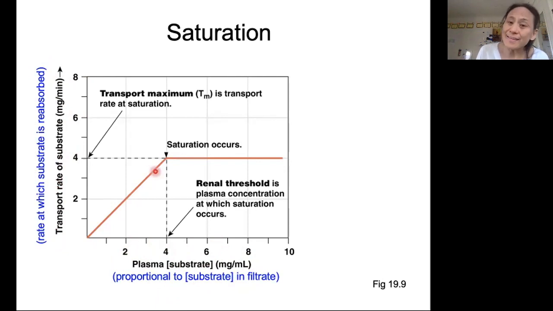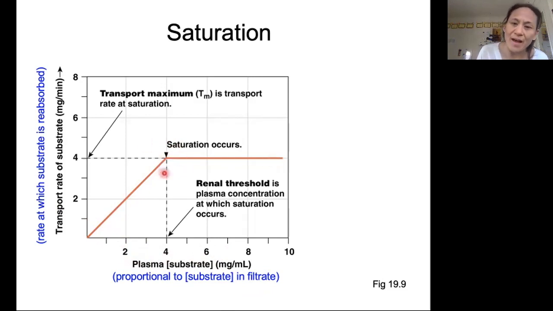And what you can see here in this graph is that as we increase our plasma concentration or our filtrate concentration of our substrate, the transport rate is going to increase along with that until we reach a point right here where saturation occurs, okay? Then we reach a plateau.